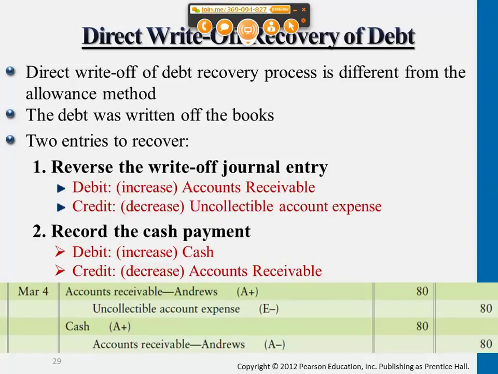But allowance method, even though all the customers are paying on time, we still do an estimation just to be more conservative. Okay, this estimation entry always occurs for allowance method. This is the whole purpose of allowance method. Okay, we do an estimation up front.